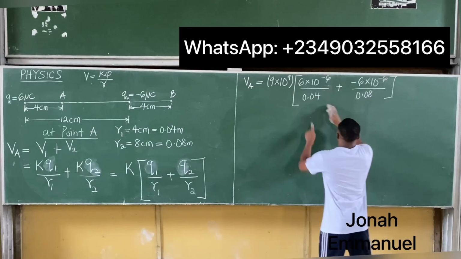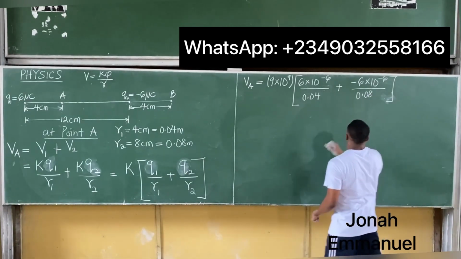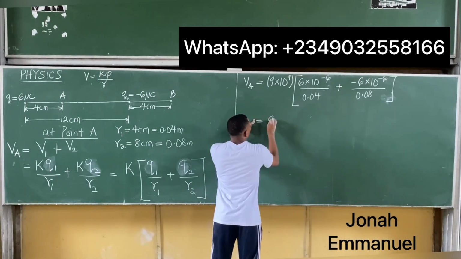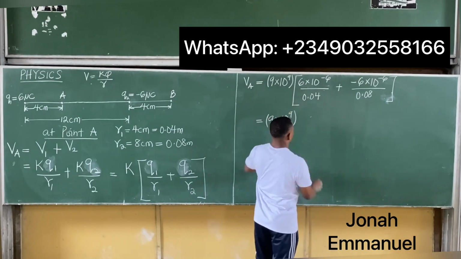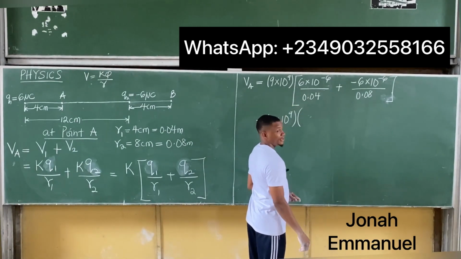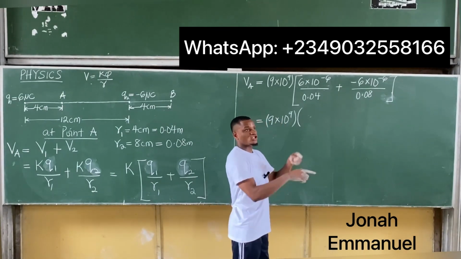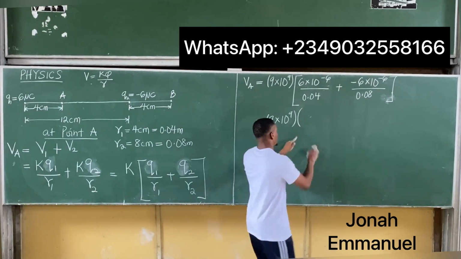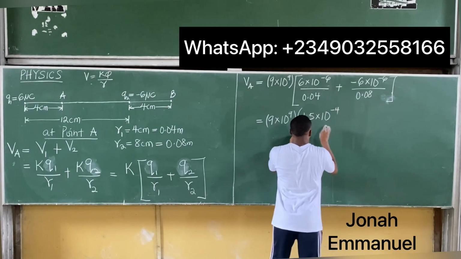0.08. Please punch this one. That's equal to 9 times 10 to the power 9 into, please give me this ratio. What do you have there? Times 10 to the power what? Minus 4. Just give me the decimal. Okay, don't worry. 1.5 times 10 to the power minus 4.